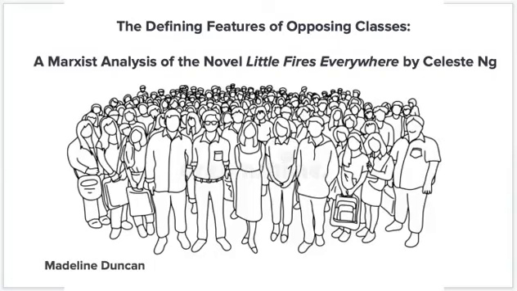Hi, my name is Madeline Duncan, and this is my presentation titled The Defining Features of Opposing Classes, a Marxist Analysis of the Novel Little Fires Everywhere by Celeste Ng.